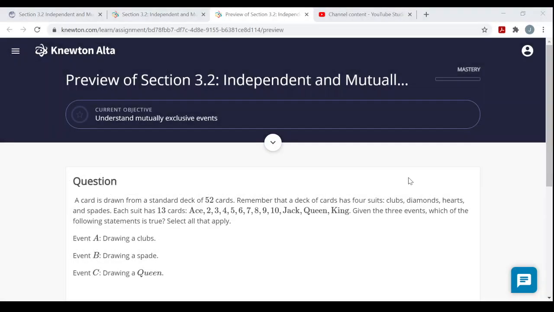All right, so here's your KnewtonAlta, again, a preview of it. You're not going to see the exact same questions in the exact same order I am, but the objectives will be the same, the kinds of problems will be the same, all the instruction will be the same. Now this section has only two objectives, so hopefully a shorter one. And the first of these is understand mutually exclusive events. What does it mean for two events to be mutually exclusive?